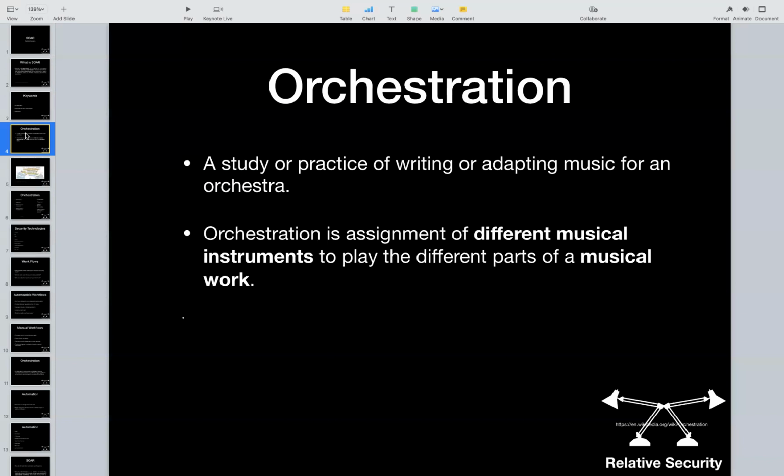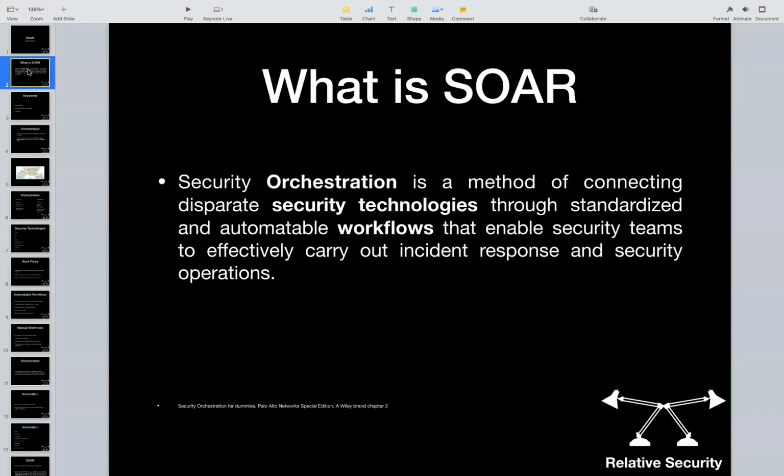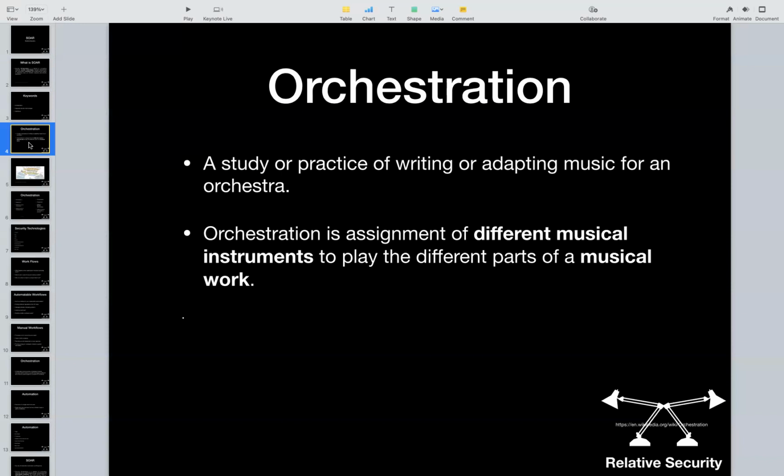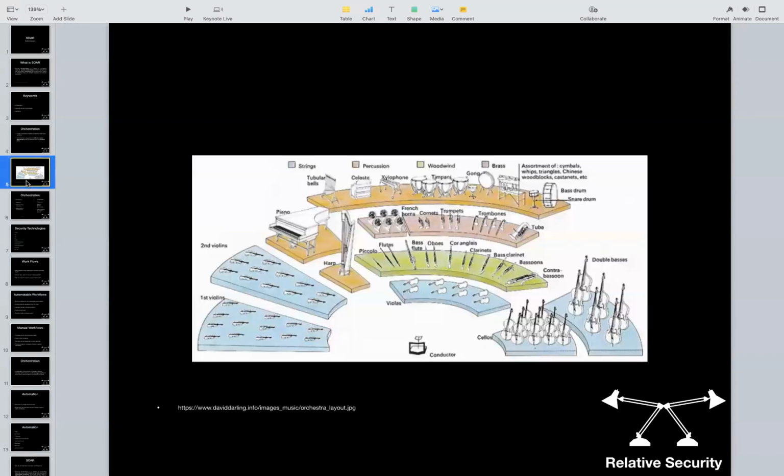Now, this is very important because this definition is going to be used to understand orchestration in the security domain as well. What's happening in this second definition is that orchestration is the assignment of different musical instruments. If you remember, a few moments ago we read the definition of SOAR as a method of connecting disparate security solutions, security technologies. And here we are talking about the assignment of different musical instruments. So why are we going to use it? To play the different parts of a musical work. So, musical work. Okay, let's proceed further.